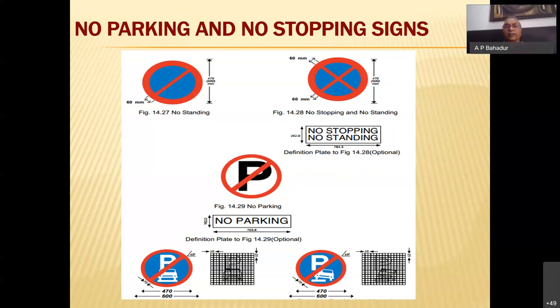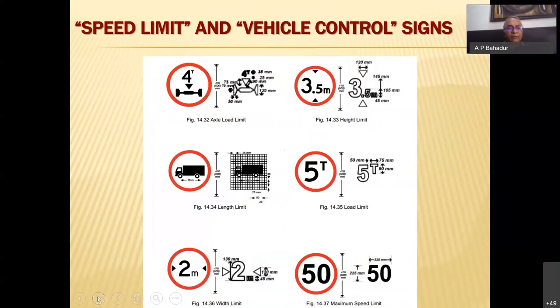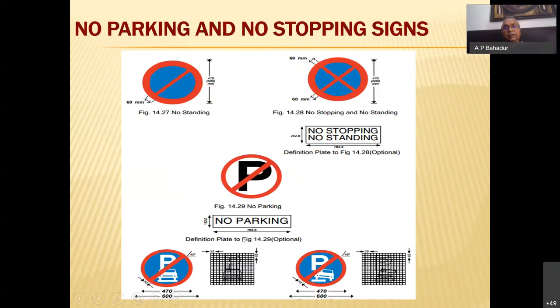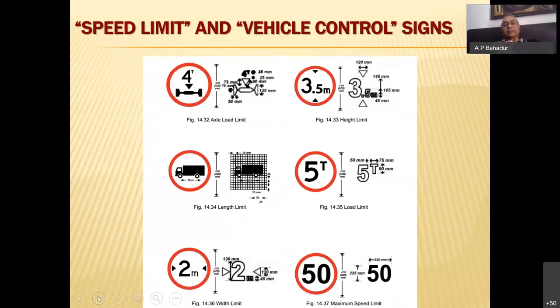This is the sign for no stopping and standing, no parking, no parking on pavement, no parking on the, this is part payment, this is full payment. This is no parking full. And in this, at the bottom definition plate, you can also provide timing. No parking from this time to this time. These are again prohibitory signs for speed limit, for axle loads, for height, for load limit, for speed limit, as you can see here, for width limit, etc.